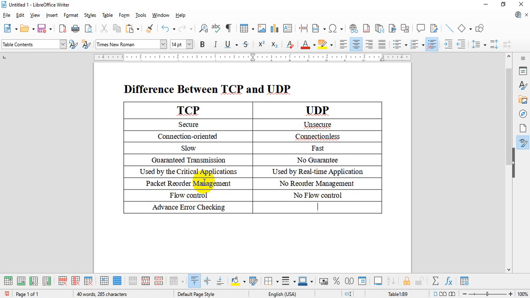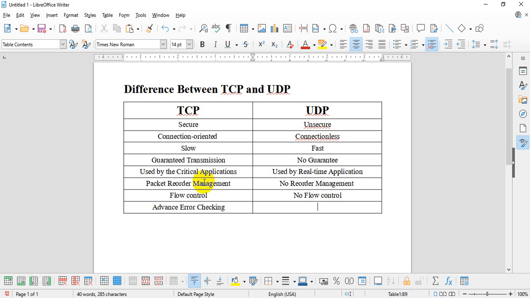Basic error checking means checksum. We only have the checksum error checking mechanism in UDP. In TCP we have checksum and 1-bit error, 2-bit error, and more than 2-bit error checking mechanisms that I have discussed in advance, in the video that I have uploaded on this channel. You should take a look at it, so you can understand what checking mechanisms are available in UDP and TCP.